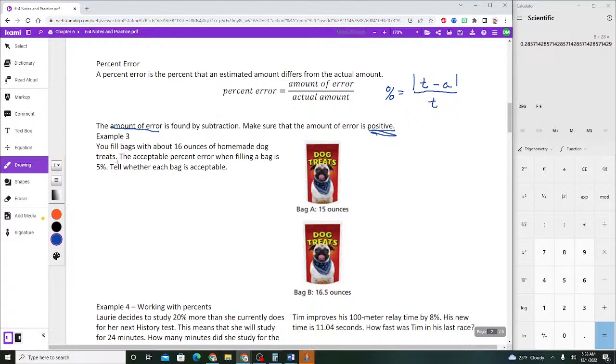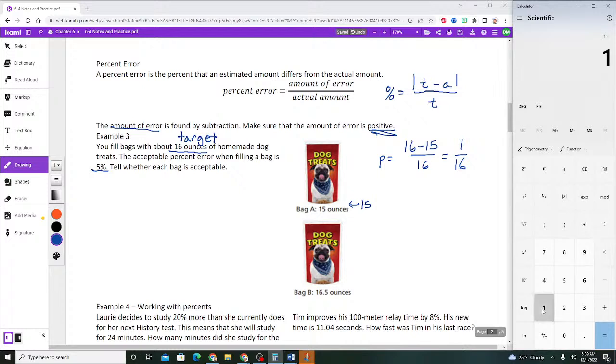So, our example: you fill bags with about 16 ounces of homemade dog treats. The acceptable percent error when filling a bag is 5%. Tell whether each bag is acceptable. So here's our target right here. We want to get to 16 ounces, but our actual value is 15 ounces. So we're going to find the percent error. First we figure out, if I subtract 16 minus 15, will that be positive? Yes. So 16 minus 15 divided by our target value of 16. So we have 1/16. So we divide 1 by 16.